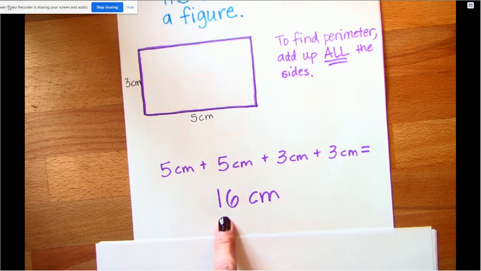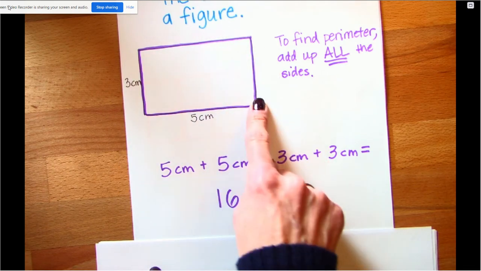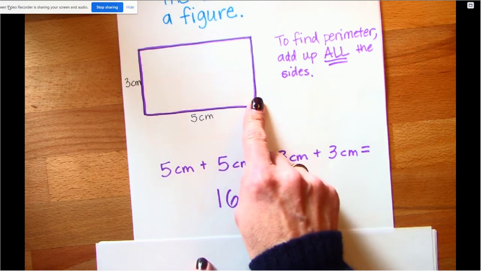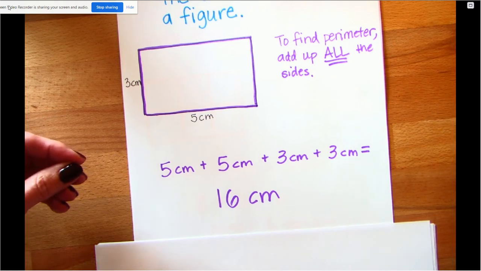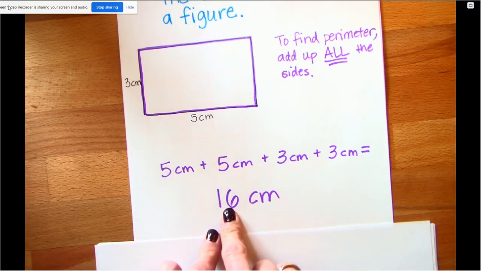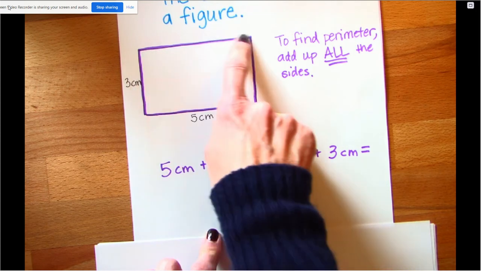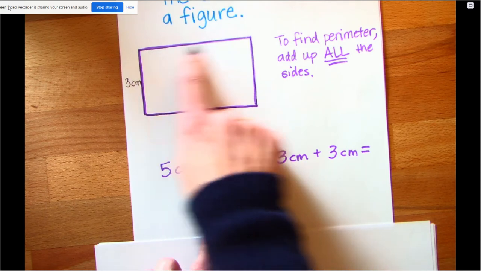So the perimeter of this shape is 16 centimeters because I'm just measuring the outside. What I could really do, let's say this was a string, I could take the string and lay it out all the way in a line. And if I measured that line, it would be 16 centimeters long. So perimeter is the distance around a figure, really around the outside of it.